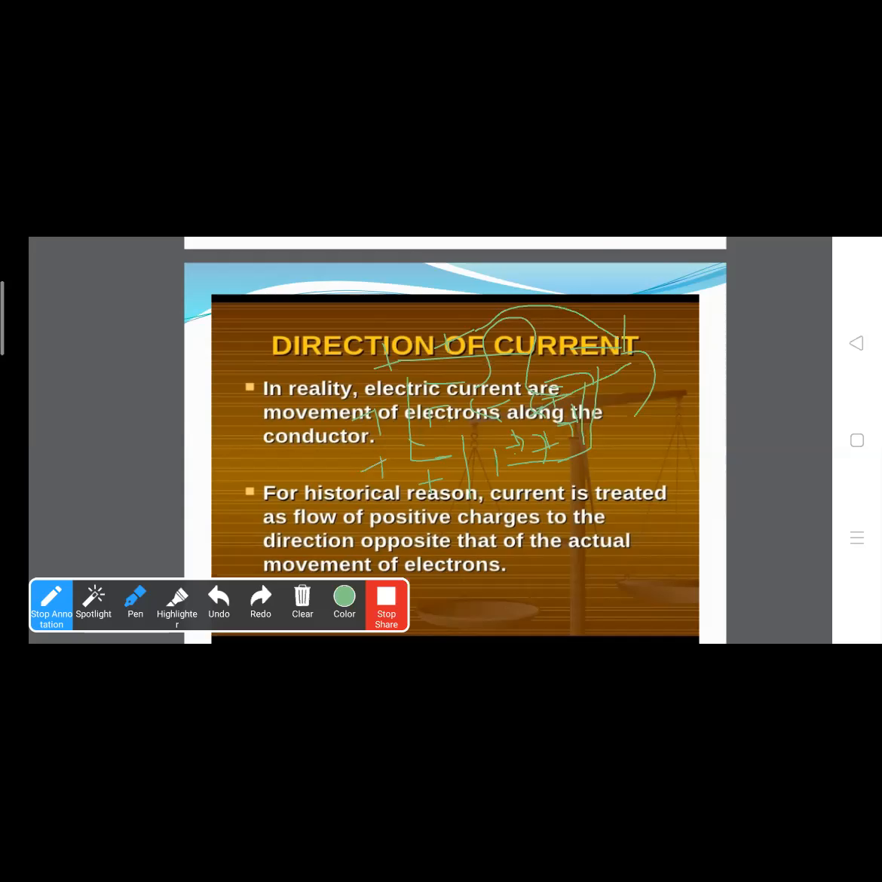So basically, conventional current is current which flows from positive charge, and electronic current is which flows from negative charge. So I think this is clear to you. Right?